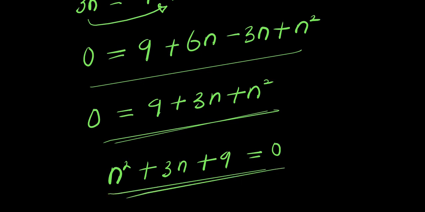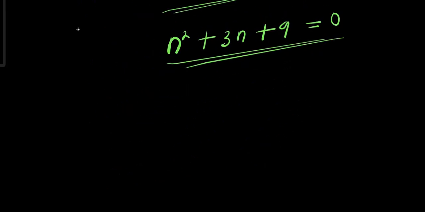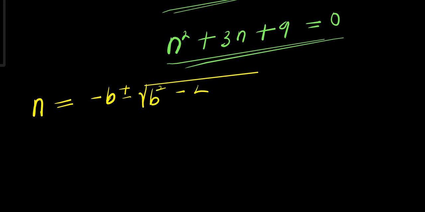To solve this quadratic equation, we make use of the formula method. We write the formula in respect to n. So we'll simply have n equals negative b plus or minus the square root of b squared minus 4ac, divided by 2a.